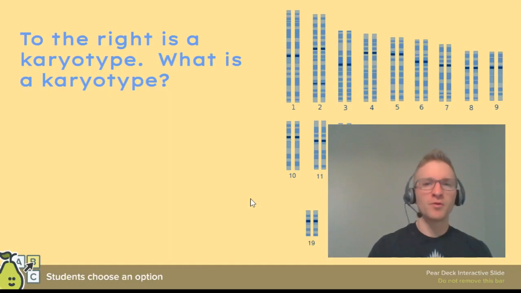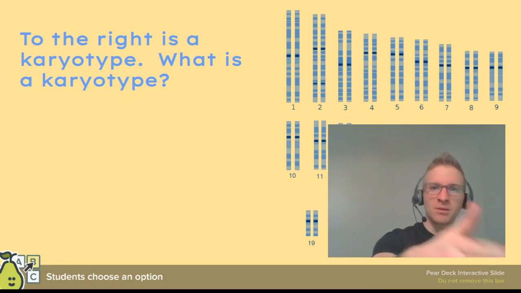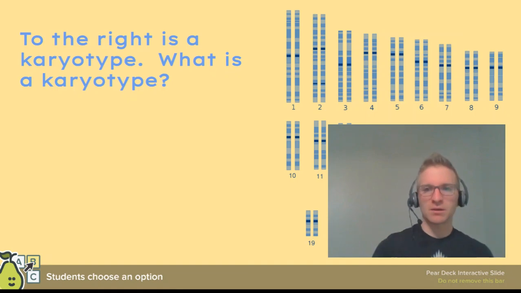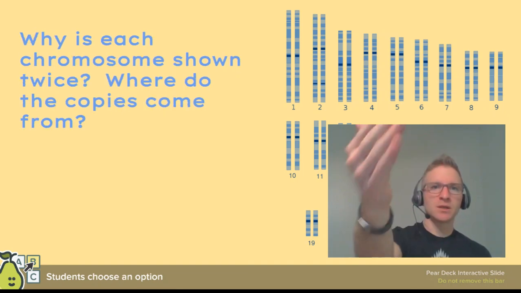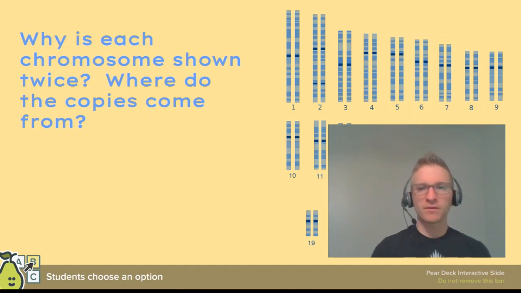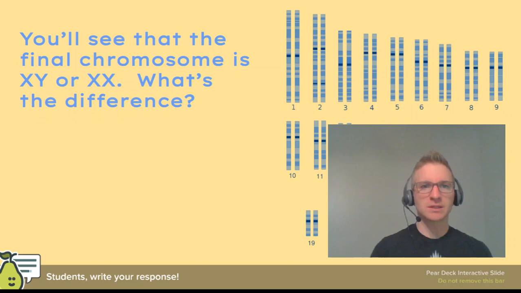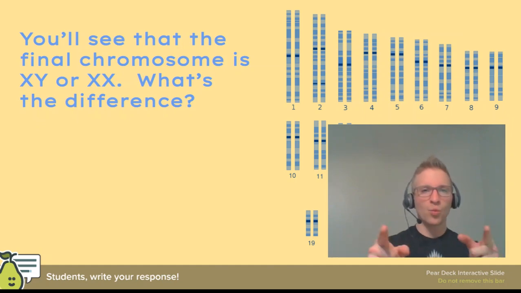Now we move on. I want you to answer these questions in the Pear Deck as you're working through. Okay, so what is a karyotype? Second question, where do the copies come from? Why are there more than one of each of those chromosomes? Why are there two 4s, two 15s, and so on? Why is that significant? And final question, you'll see that the final chromosome is either XY or XX. What is the difference? What does that mean?